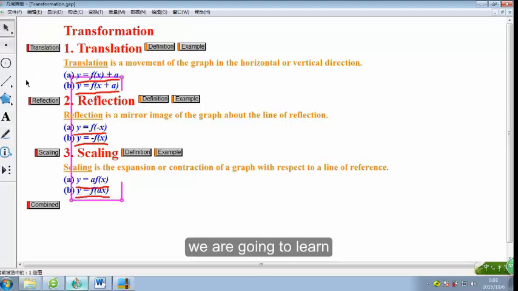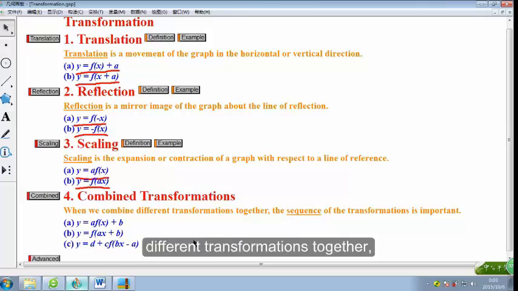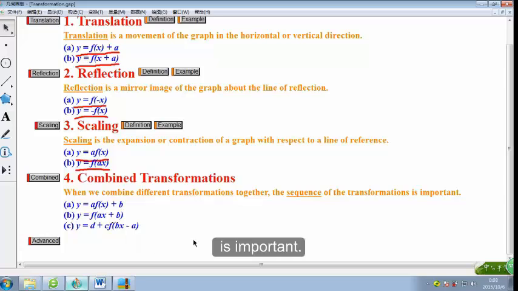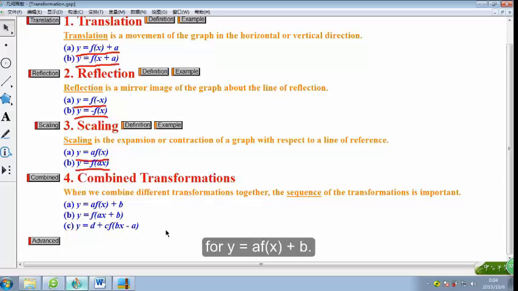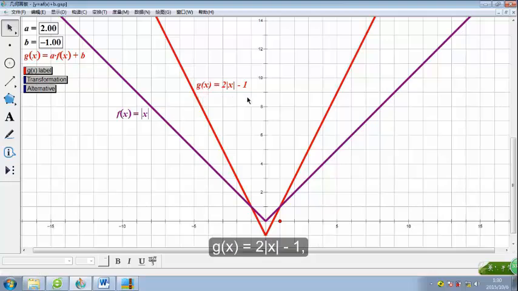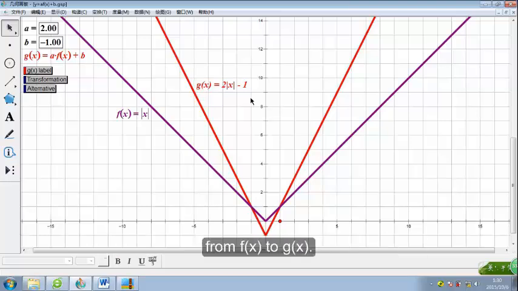So today, we are going to learn combined transformations. When we combine different transformations together, the sequence of the transformations is important. We are going to observe the sequence of transformation for y equals a f(x) plus b first. Given f(x) equals modulus x, g(x) equals 2 modulus x minus 1, observe the graph and deduce the sequence of transformations from f(x) to g(x).